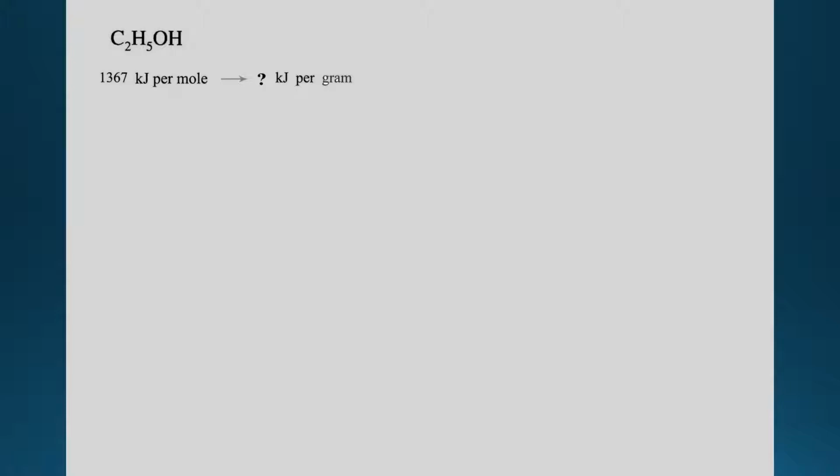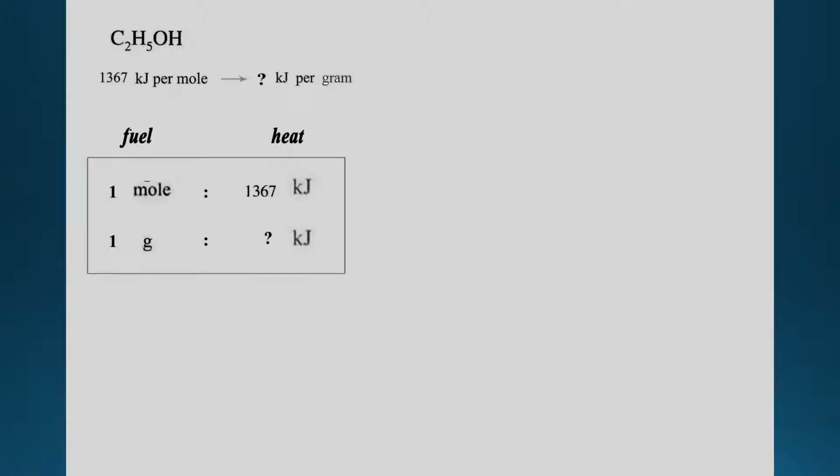C2H5OH releases 1367 kilojoules per mole, and I want to convert it into a per gram unit. How am I going to do it? Let's draw the box. I have two parts in this box. One part is for the fuel, how much fuel substance. The other part is heat energy in kilojoules. If I burn 1 mole of a fuel substance, it will release 1367 kilojoules. 1 gram of fuel substance, how many kilojoules?